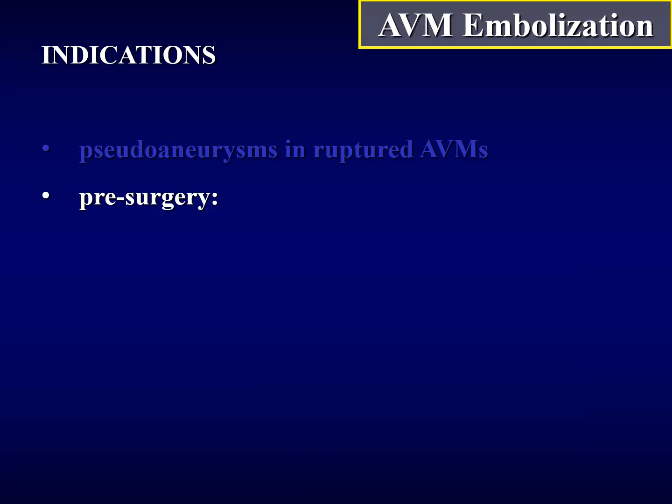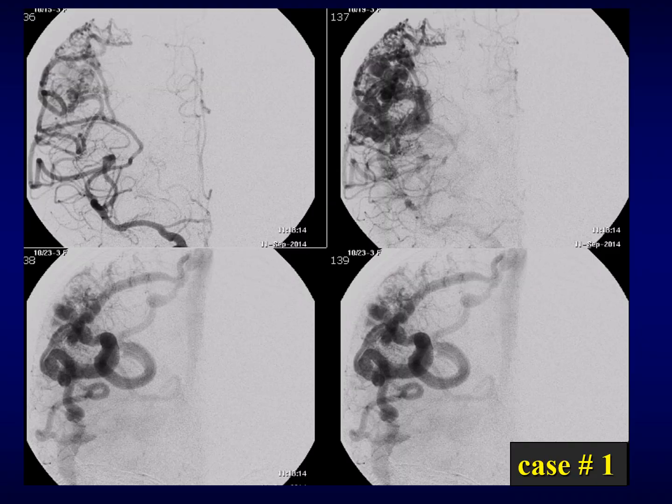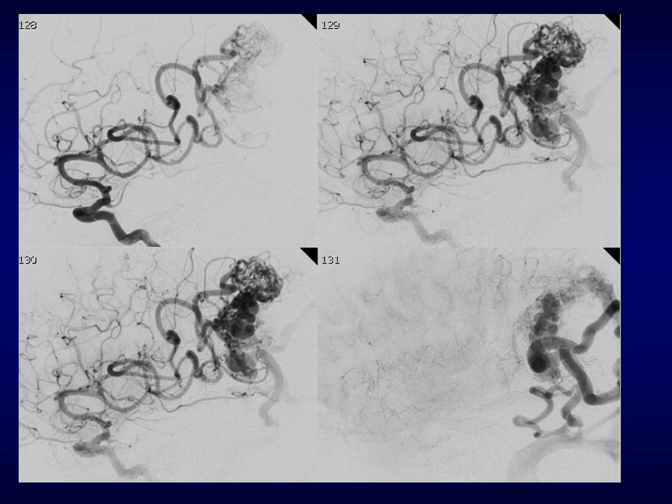A second indication for AVM embolization is to prepare the AVM for surgery. And that usually means that we may take care of the feeders which are deep or far to reach from the point of view of the surgeon. Here you can see a parietal AVM in the AP view, and on a lateral view injected from the branches of the middle cerebral artery.